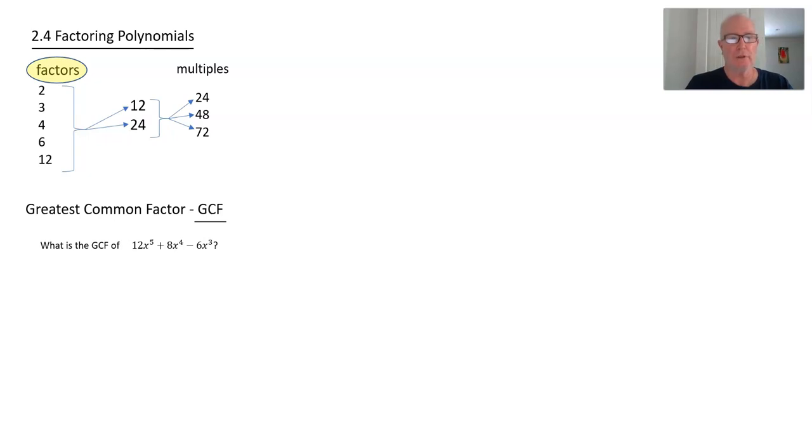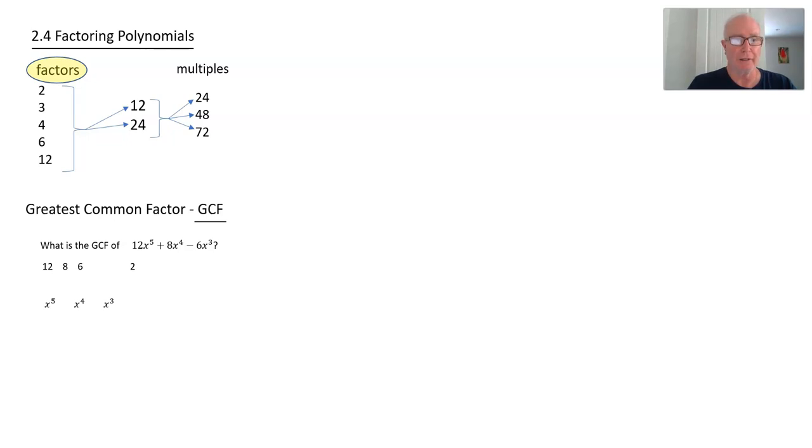So we might be asked the question, what is the greatest common factor of 12x to the fifth plus 8x to the fourth minus 6x cubed? Well, first we're going to look at the numbers 12, 8, and 6. We want factors, numbers that can go into all of those. The biggest number that can go into all of those is 2, because I can multiply 2 times 3 to get 6, 2 times 4 gets 8, 2 times 6 gets 12. 2 goes into all of those.